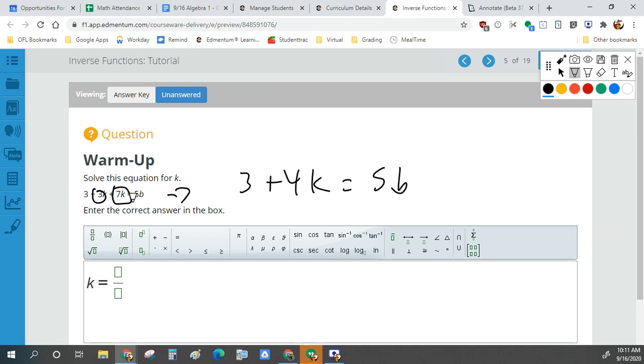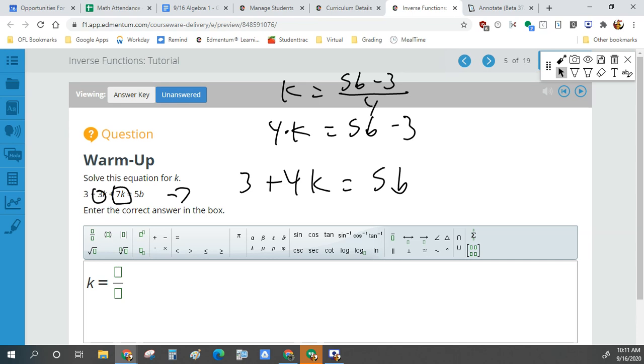So we want to get that k by itself now that everything's simplified. We have to get rid of this 3, and it's a positive 3. So we're going to take that 3 away from both sides. So that 3 goes away, and we're left with 5b minus 3. And we're going to have to divide by 4 because right now we're multiplying by 4. So we end up getting k equals 5b minus 3, everything divided by 4. So that's how come they already put it to you in this nice little fraction notation.